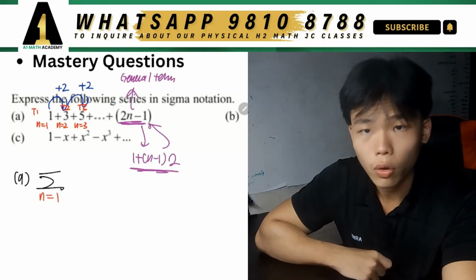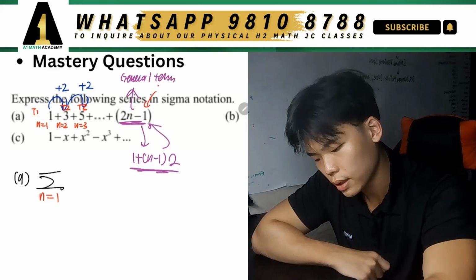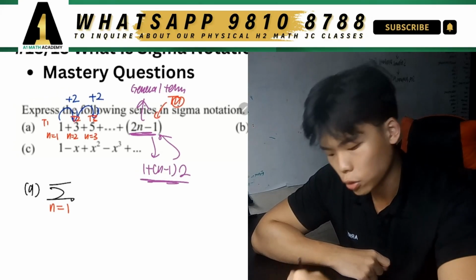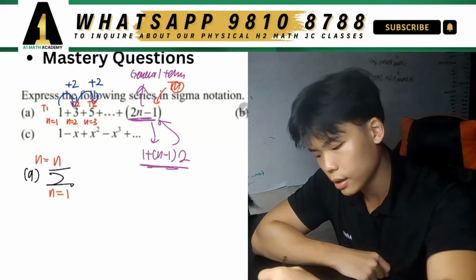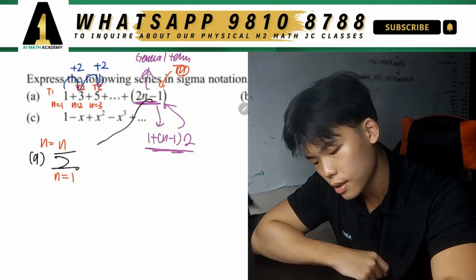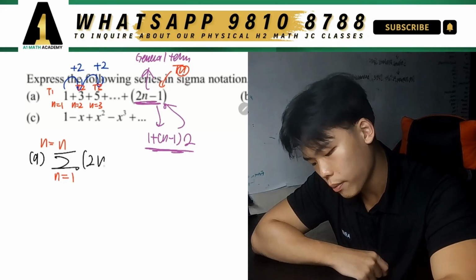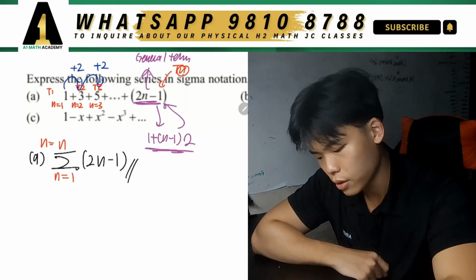And then I go all the way until here, because this is the general term tn. So this is quite literally n equals to n, right? Because we stop at tn. And then the general term over here, we can just copy this, and that will be 2n minus 1 as the final answer to this question over here.